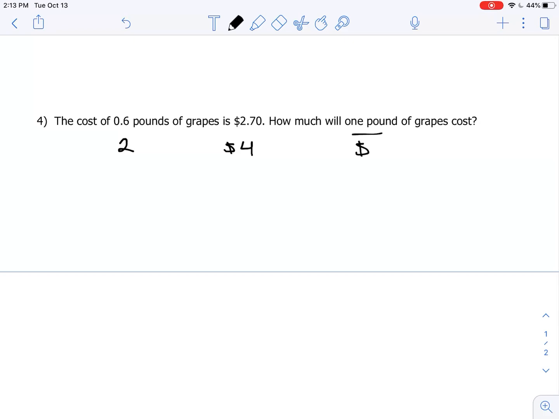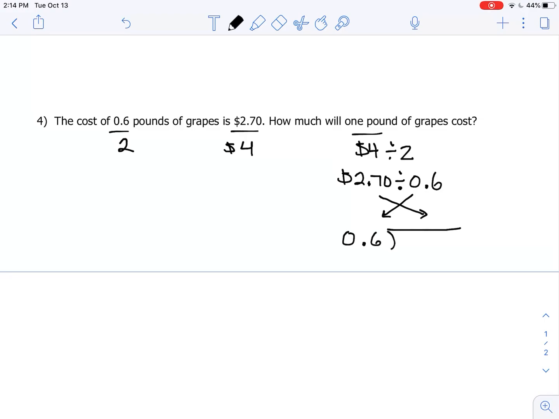Well, to figure that out, we would divide the cost, the number of dollars, divided by the number of pounds. So it would be 4 divided by 2 if we were talking about our whole numbers here. But it's not. We are talking about decimals here. It's going to be the same order though. Still $2.70, and we're going to divide it by 6/10. So how do we set that up with our long division? We're going to switch the places here, right? When we put it into a long division form, just like that, right? Because the $2.70 is being divided by the 6/10.